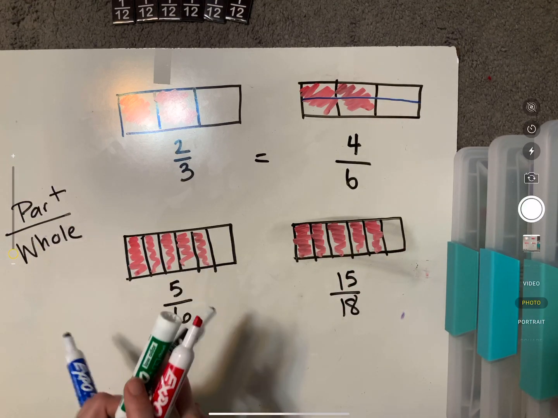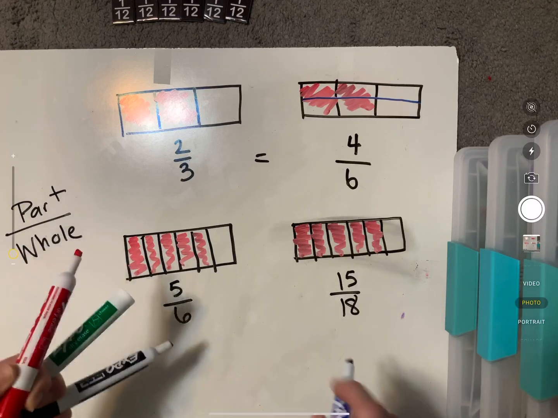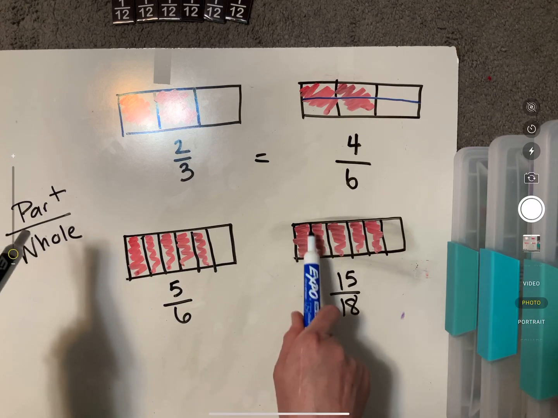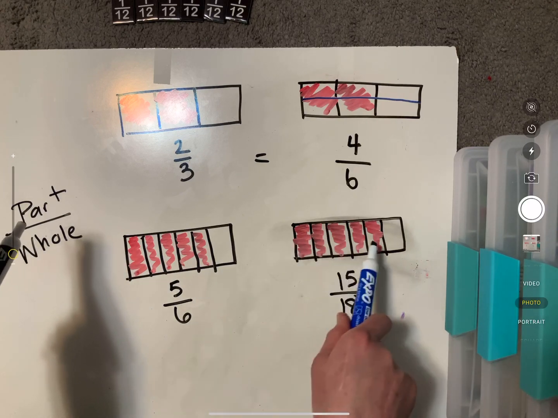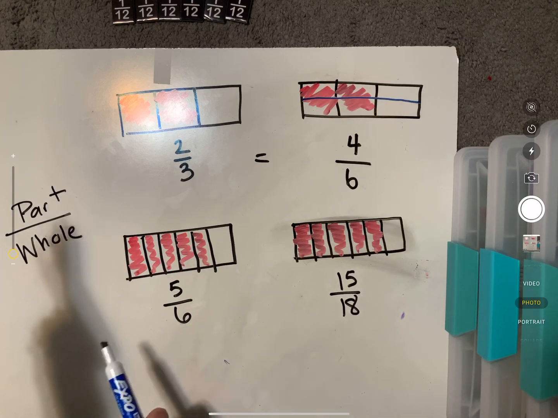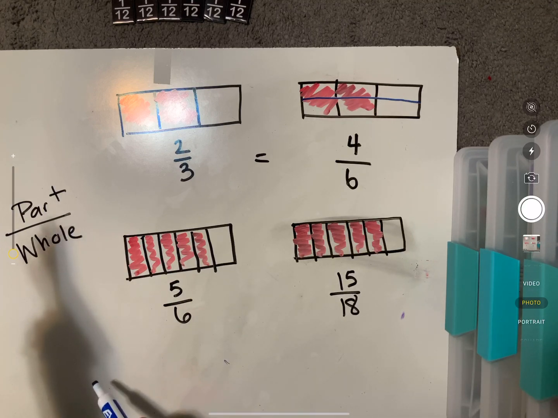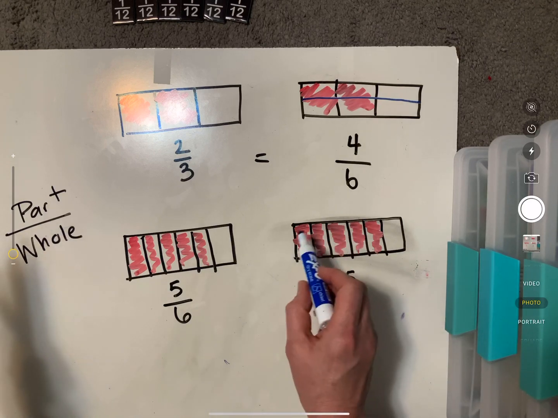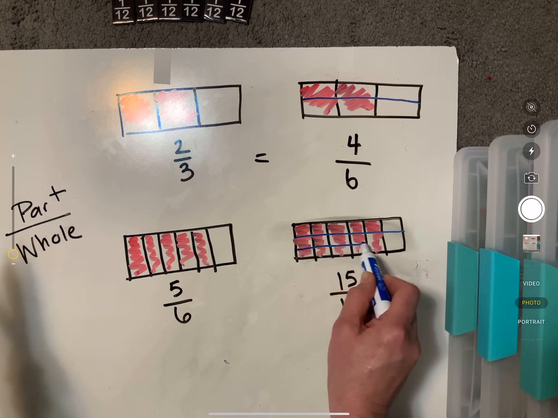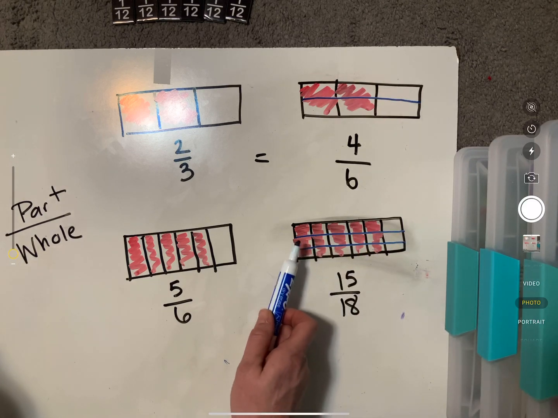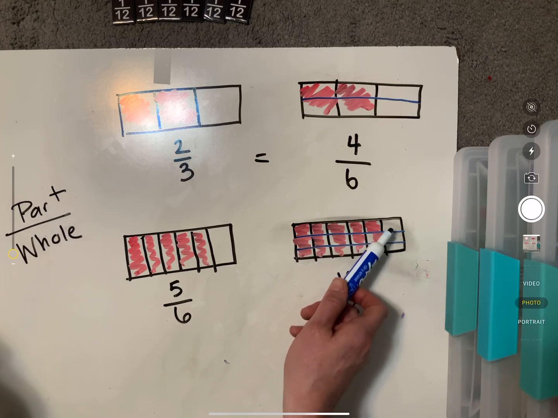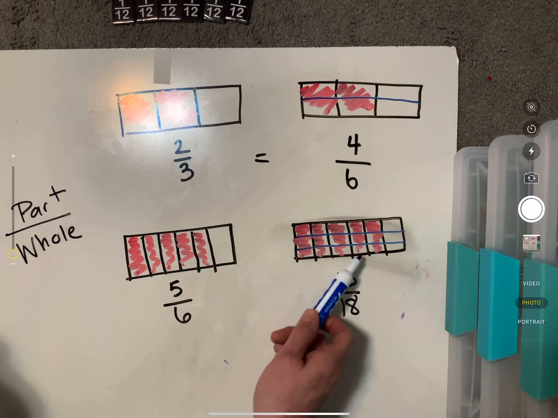Now to split this up, we are going to have to split it not just in half, because if I doubled the number here, I would have 10 shaded and 12 altogether. But 6 times what would be 18? 6 times 3. So what we're going to do is split this into thirds. So now we have 1, 2, 3, 4, 5, 6, 7, 8, 9, 10, 11, 12, 13, 14, 15, 16, 17, 18 pieces all together, and 15 of them are shaded.